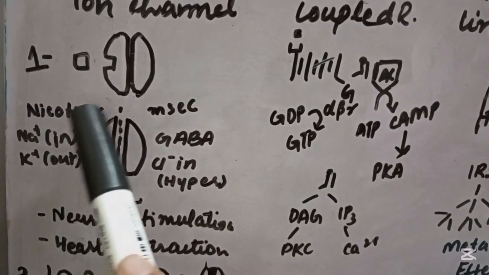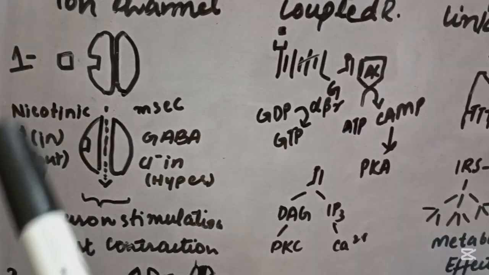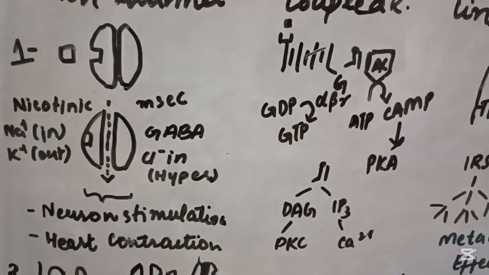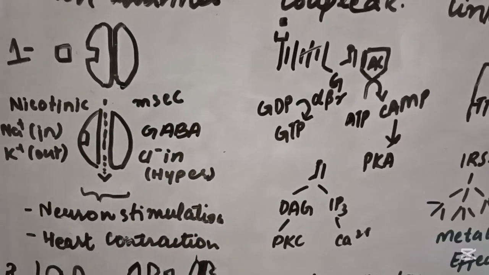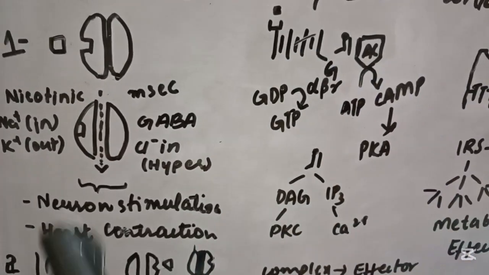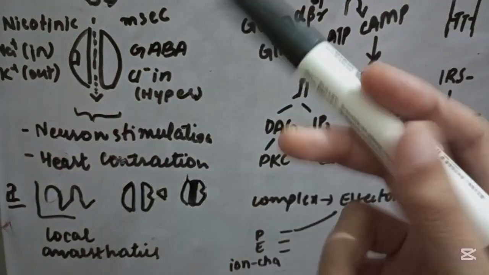Or if it is the nicotinic molecule that is coming here and it is binding with the channel, then the sodium ions come in, and the potassium ions move out. As a result, there will be depolarization and the neuron stimulation. And if this channel is present in the heart, and the particular drug that came there and binds, resulting in the heart contraction, so these are actually examples.